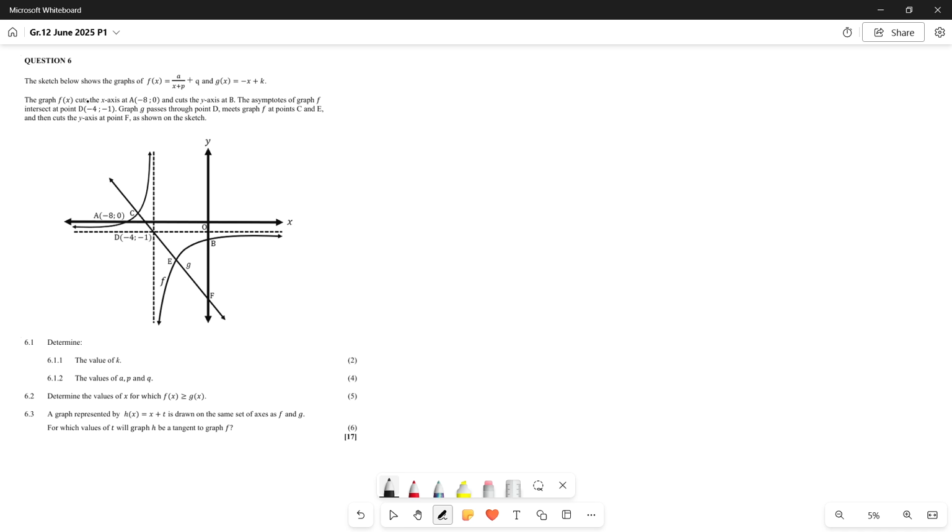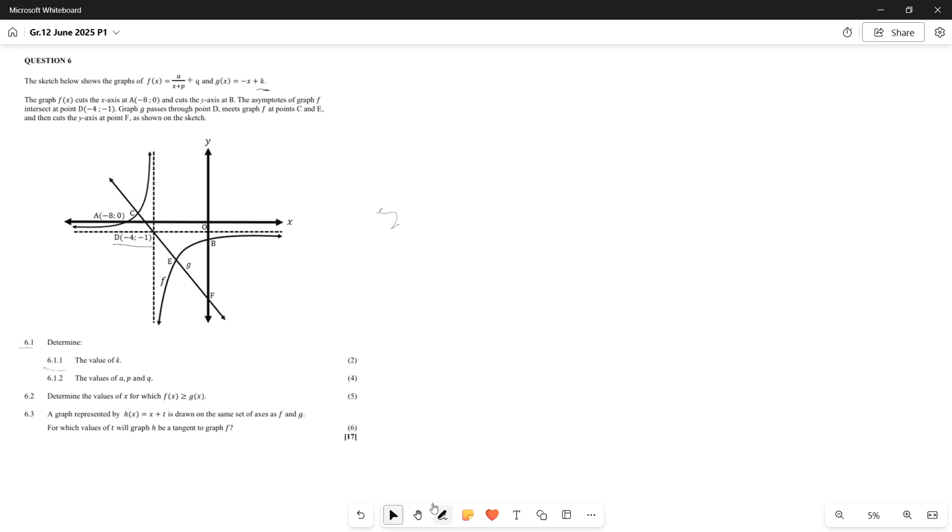The graph f of x cuts the x-axis at A, negative 8 and 0, and cuts the y-axis at B. The asymptotes of graph f intersect at point D, negative 4 and negative 1. The graph g passes through point D, very important, meets graph f at point C and point E, and then cuts the y-axis at point F as shown on the sketch.